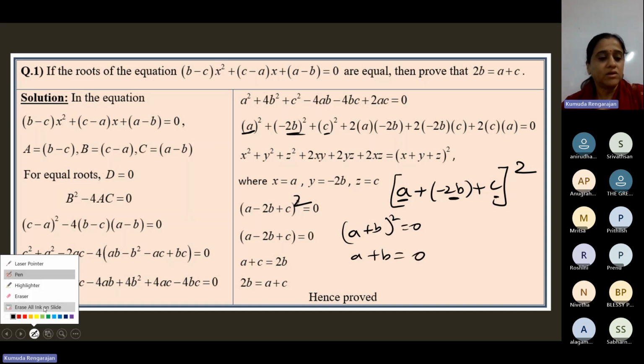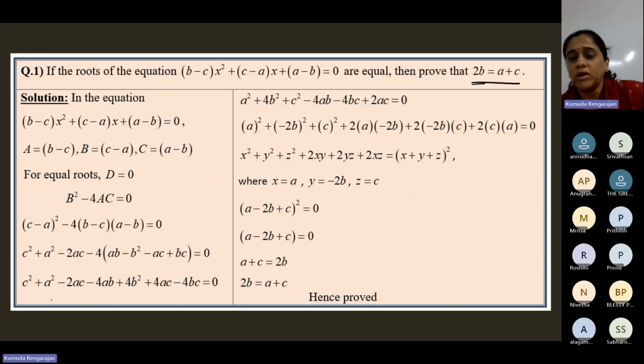Okay. So now look at what has to be proved. We have b alone on one side and a and c on the other side. So you do the same thing. A minus 2b plus c is equal to 0. So we have b alone on one side. So transpose this. So we have a plus c is equal to 2b. That means 2b is equal to a plus c. Hence proved.